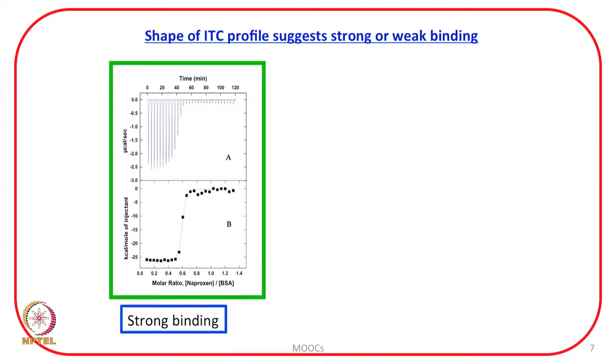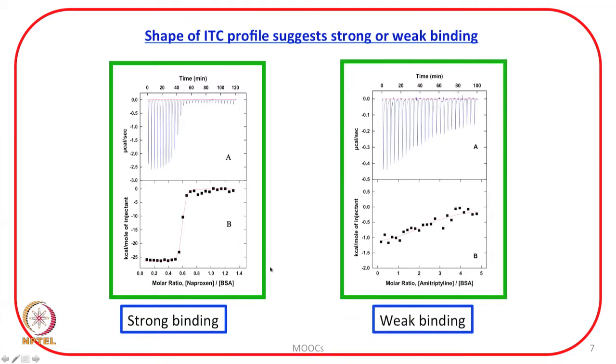This was the shape observed with binding of naproxen with serum albumin, clearly suggesting that the binding is very, very strong. And this was the shape observed with the binding of amitriptyline, and you see the cooperativity. The cooperativity is high over here, the cooperativity is low over here. Obviously, this is strong binding, this is weak binding. So, just by looking at the shape of the ITC profiles, the first immediate conclusion that comes in is in which case the binding is strong and in which case the binding is weak.